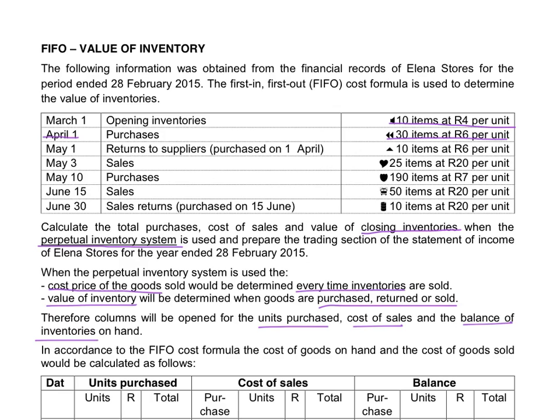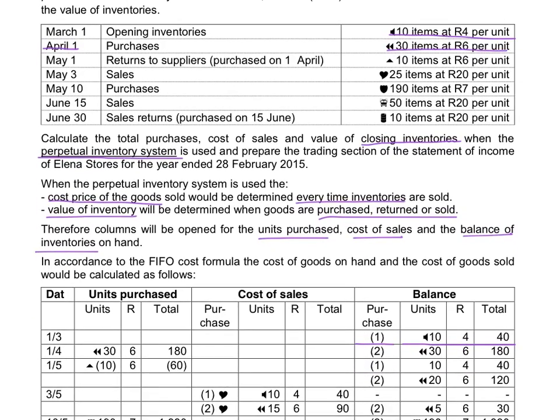Therefore, in the table that we're going to complete to determine the value of our inventories, we will show that the opening value is 10 units at R4 each, which gives us a total of 40 Rand. And that is my first group of articles that must be sold. Then on April the 1st, we purchase goods again, 30 items at R6 each. So in the purchases column, I must indicate that the number of units increased with 30. The cost is R6 each, so the total purchases increased with 180 Rand.